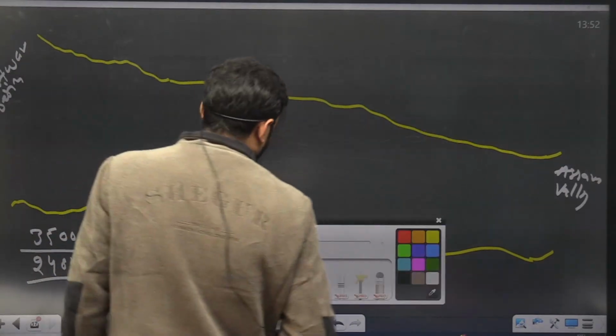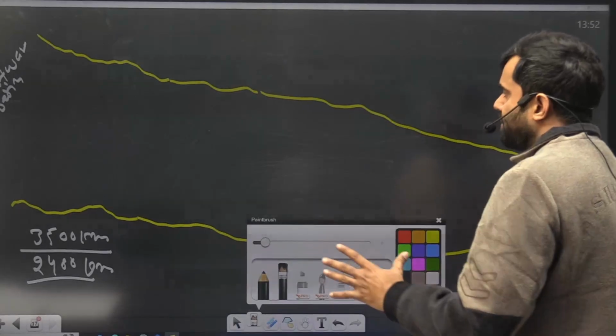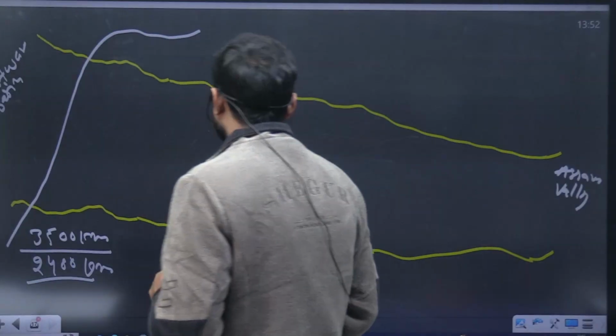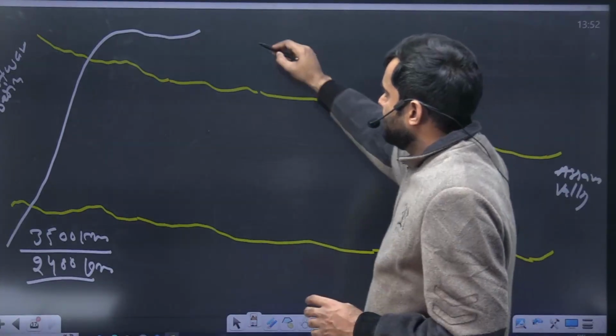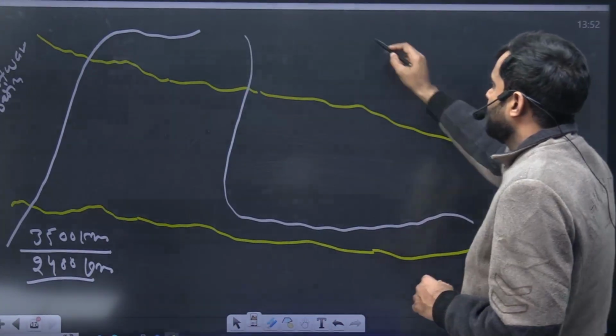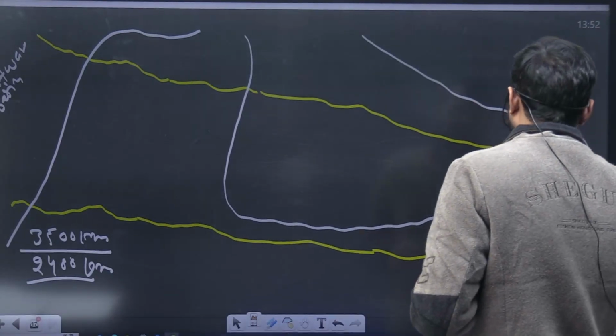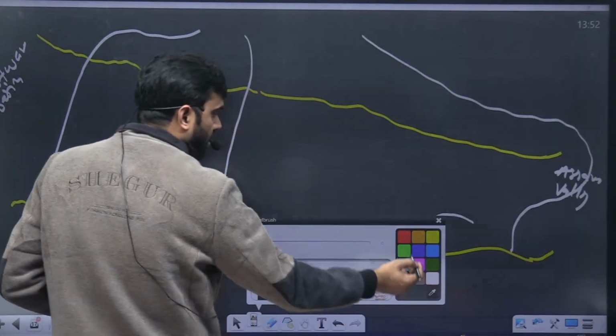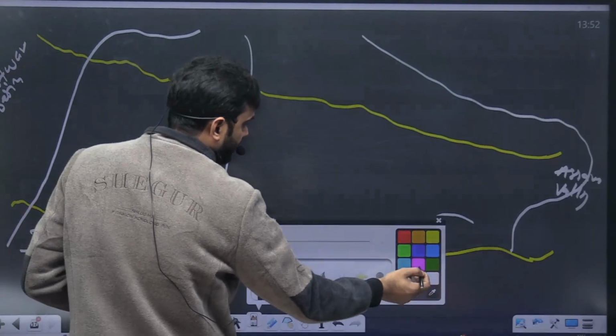So when we talk about this largest plain area in the world, we find that there are mainly three rivers which originate from the Himalayan side. The first is the Indus river system, another is the Ganga river system, and the third one is the Brahmaputra river system. So these three rivers are creating the world's largest alluvial tract.